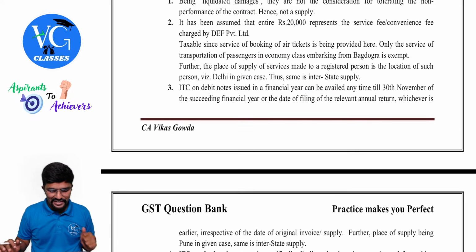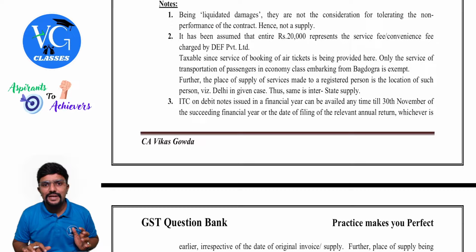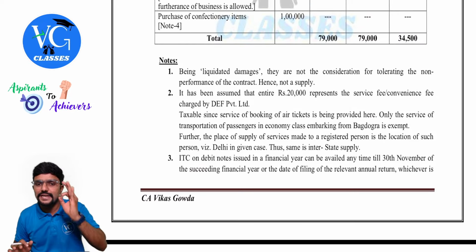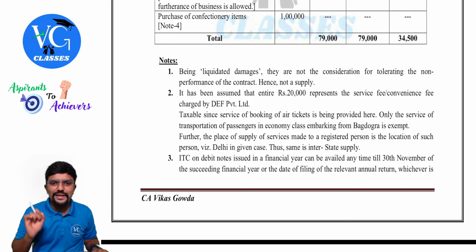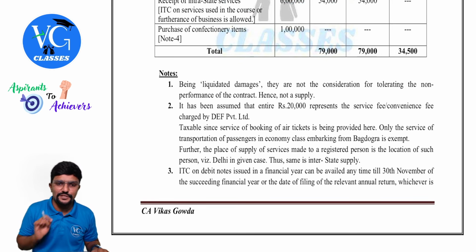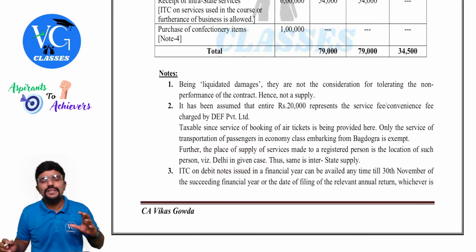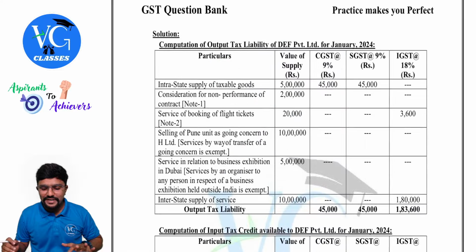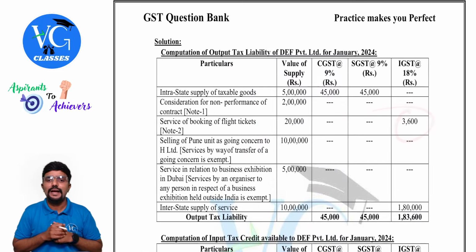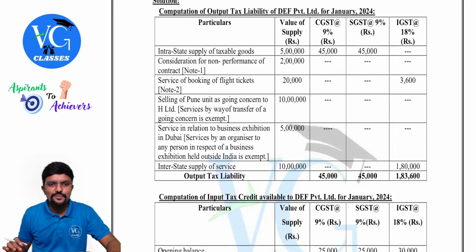So let me come to the explanation again. Only the service of transportation of passenger in economic class embarking from Bagdogra is exempt. Further, the place of supply of services made to a registered person is the location of such person. Here, where is the recipient from? Delhi. So what supply is it? Interstate supply. For interstate supply, what should be levied, guys? IGST should be levied. Okay. Coming to the next point.